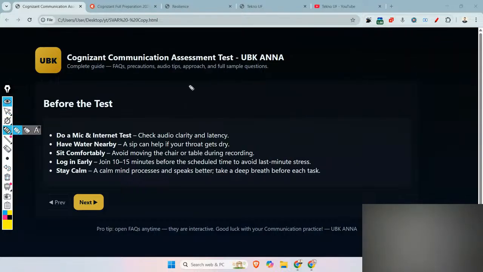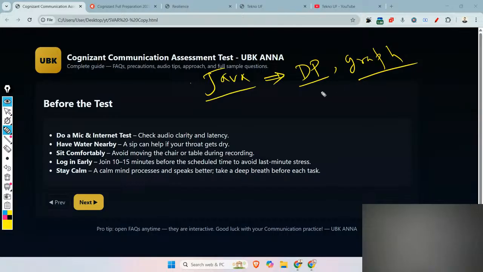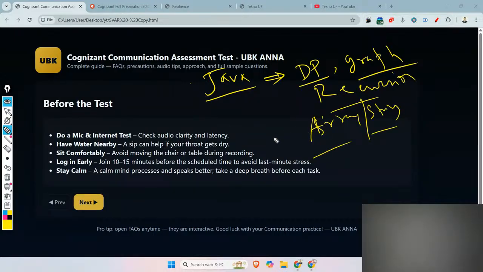Now let me discuss what type of Java questions you can expect. What I have been observing over the last 2 years is that they are asking only dynamic programming, graph, and recursion based questions. Also, you can say array and string related problems. For array and string, the probability is lesser. For dynamic programming, the probability is higher. So for Java, Python, and C sharp, the probability for dynamic programming and graph is higher.